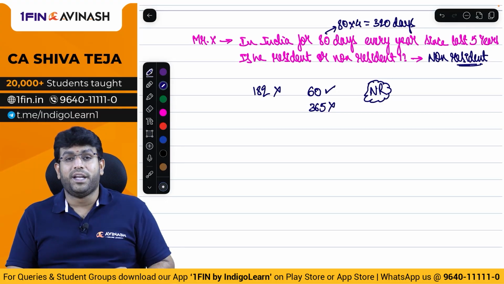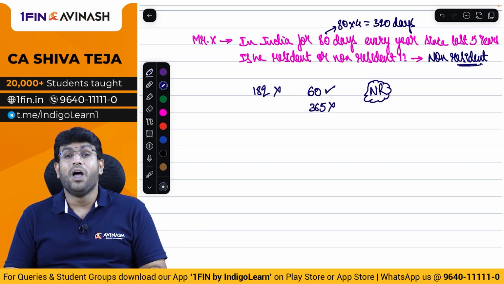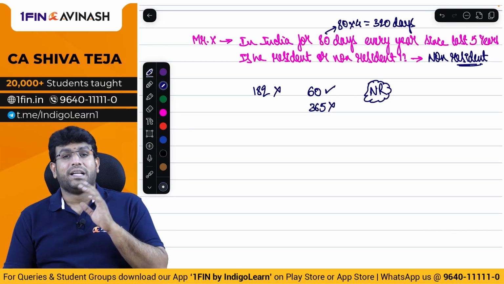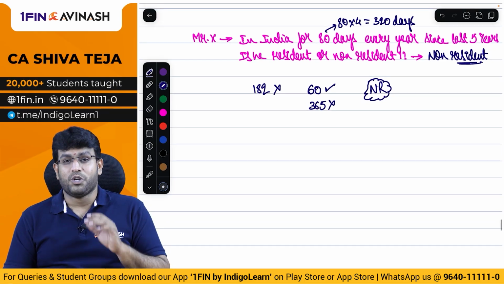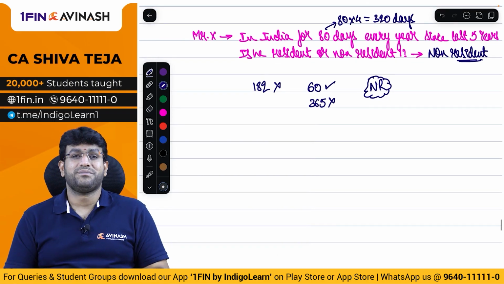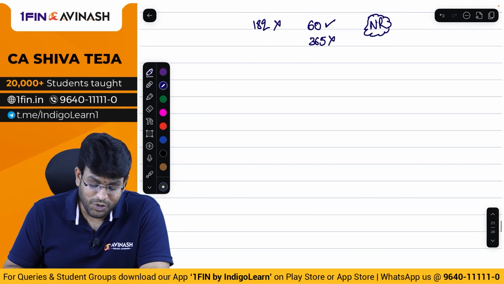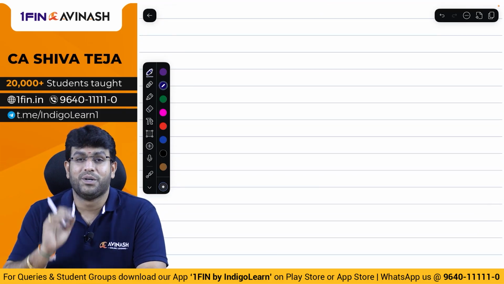That is, he must be in India for a period of 182 days or more during the tax year, or he must be in India for a period of 60 days or more during the tax year and 365 days or more during the 4 years preceding the tax year. I am sure we got very good clarity on this point. Everybody, make sense? Excellent. So satisfy any one condition, you will become resident. Both conditions gone, you will become non-resident.